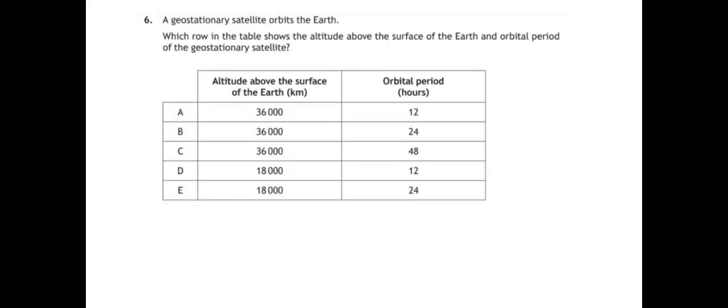Number 6. A geostationary satellite orbits the Earth. Which row in the table shows the altitude above the surface of the Earth and orbital period of the geostationary satellite? A geostationary satellite is geostationary because it orbits the Earth in a time of 24 hours, which is exactly the same length of time as it takes the Earth to complete one revolution, which is why it appears to stay above the same point on the Earth all of the time. So the period of orbit is 24 hours.